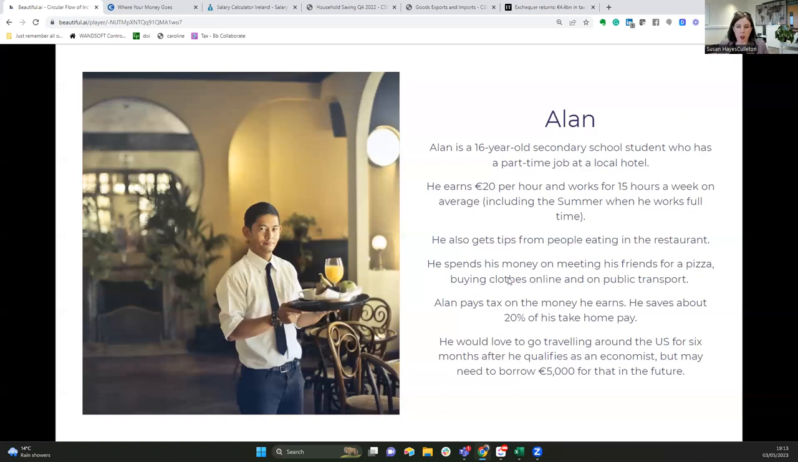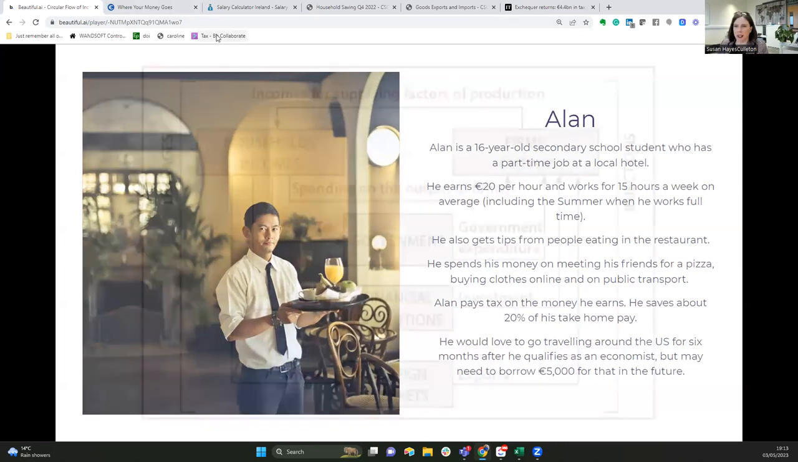Of course, I'm going to come back to buying his clothes online, because remember I told you this? Remember I said that he likes to buy in Ireland. I didn't say that at all. Scrap that. He likes to buy in the UK and in Spain. So I'll come back to that. And also he spends money on public transport as well. Okay. Now, if it's public transport, the likelihood is that that is money being given to the government. And we'll come back to that. So for now, let's just say Alan spends his money on meeting his friends and the four factors of production go into factoring that in.